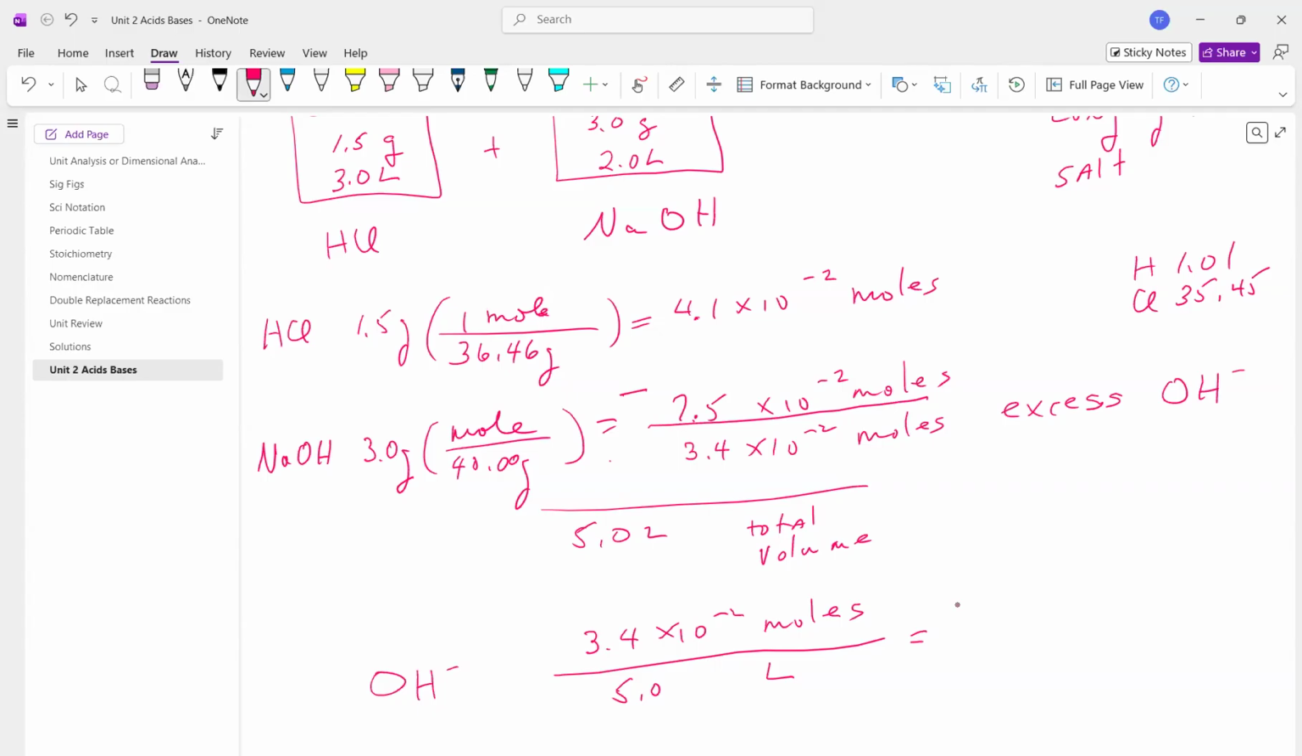What does this give us when you divide by 5? The concentration of OH, because OH is in excess compared to the H's. Oh, okay.